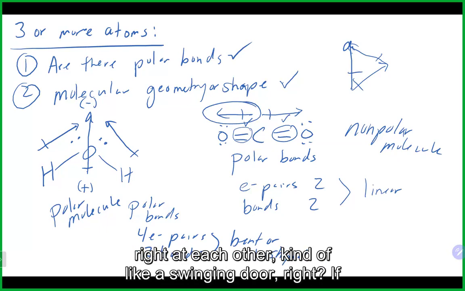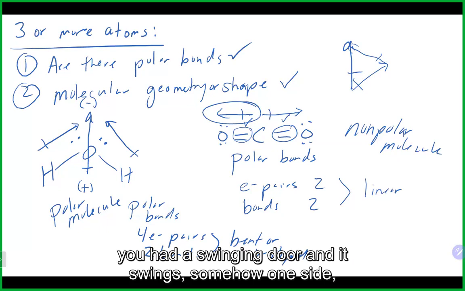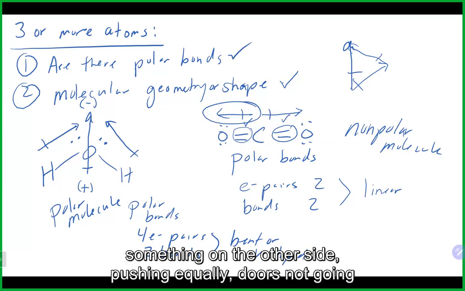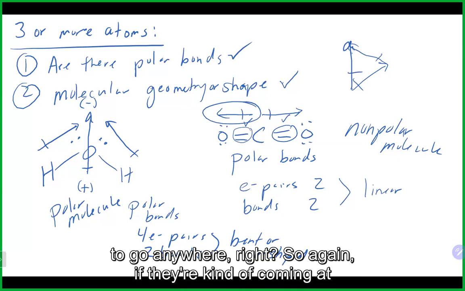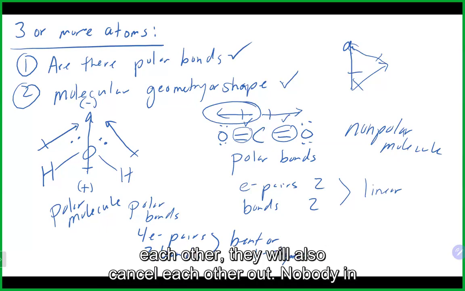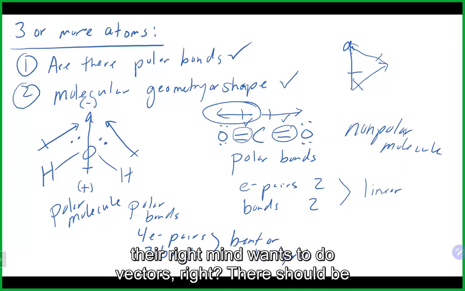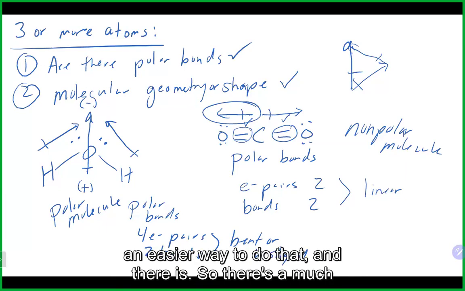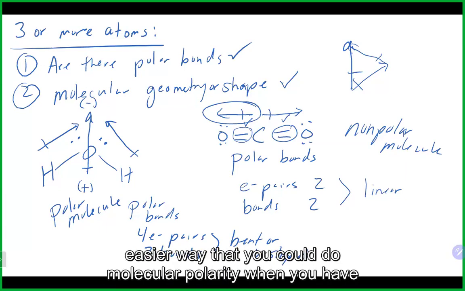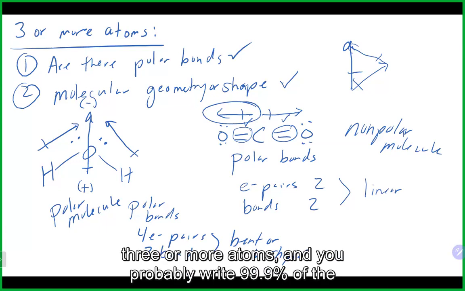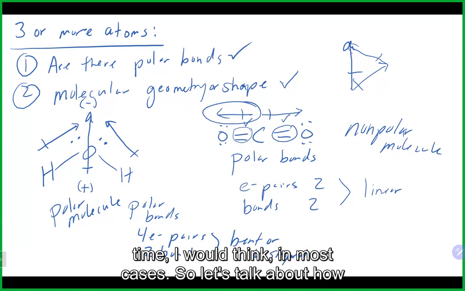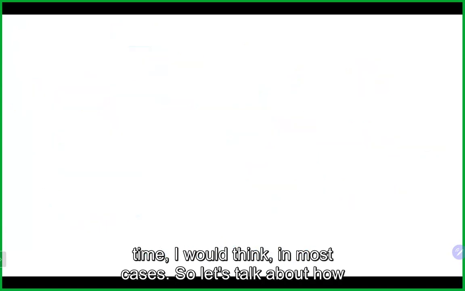Also, if they're heading right at each other, kind of like a swinging door, right? If you had a swinging door, somebody on one side, somebody on the other side pushing equally, the door's not going to go anywhere, right? So again, if they're coming at each other, they will also cancel each other out. Nobody in their right mind wants to do vectors, right? So there should be an easier way to do that, and there is. There's a much easier way that you could do molecular polarity when you have 3 or more atoms, and you'd probably be right 99.9% of the time, I would think, in most cases. So let's talk about how to do that.